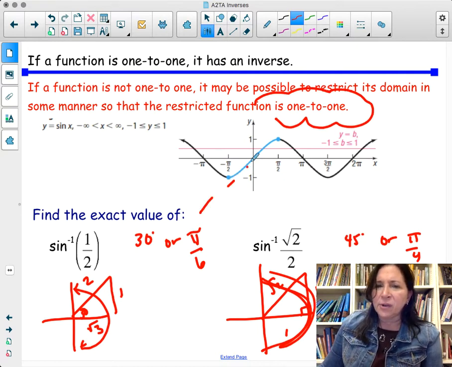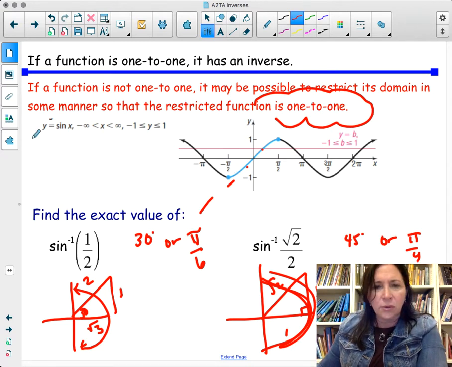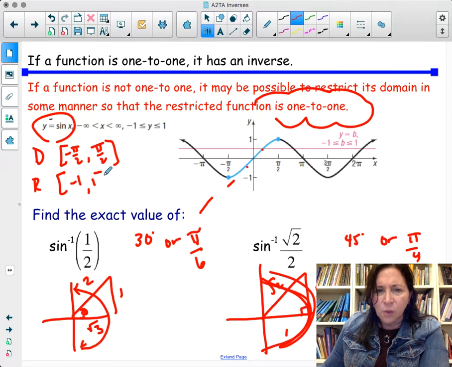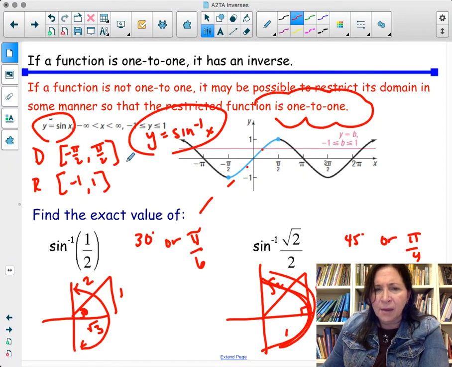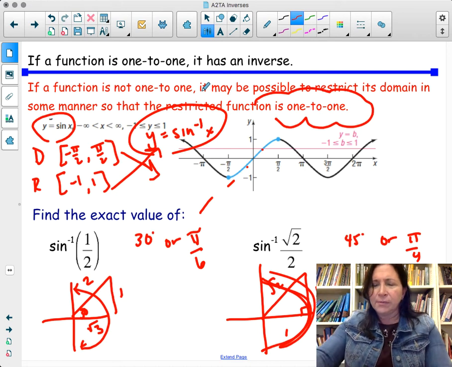But when I reflect this across my y equals x axis, those values switch. So what I was saying earlier is for a regular sine wave, our domain is going to be from negative pi over 2 to pi over 2 so that my function can be 1 to 1. And my range is going to be from negative 1 to 1. However, when I go y equals arc sine of the value x, what ends up happening is that my domain becomes my range, and my range becomes my domain. And so basically everything's flipped.